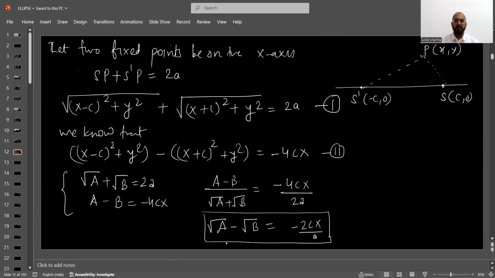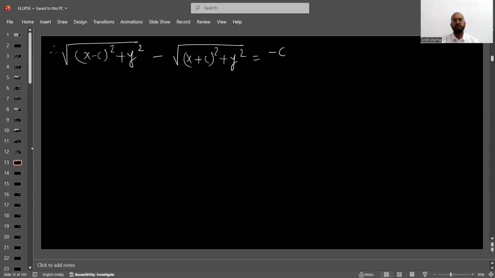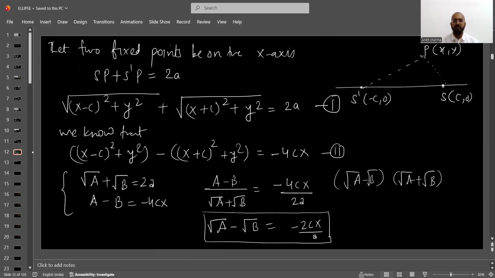So this a minus b, basically we have written like this: root of a minus root of b into root of a plus root of b. So that root of a plus root of b part gets cancelled, and I get root of a minus root of b. So I'll be having square root of (x minus c) square plus y square, minus square root of (x plus c) square plus y square, is equal to minus 2cx over a. That's what I'm getting here.